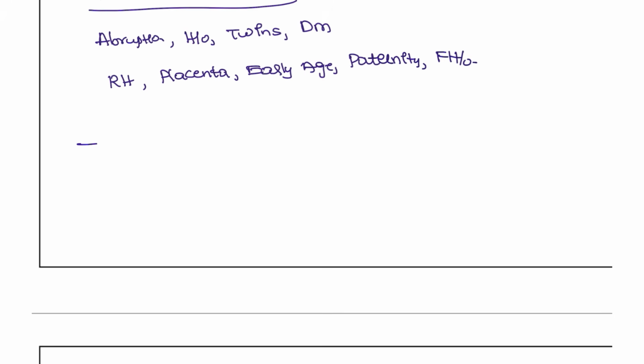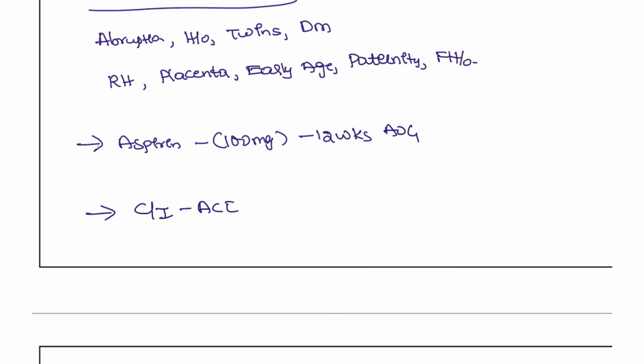But can we prevent this? Yes, we can prevent it with the drug aspirin, 100 mg. We can start this around 12 weeks of pregnancy AOG. Okay, and contraindicated are ACE inhibitors, which should not be given. They can cause renal defects in the baby. Okay, so herbs are also not given for this patient, right?